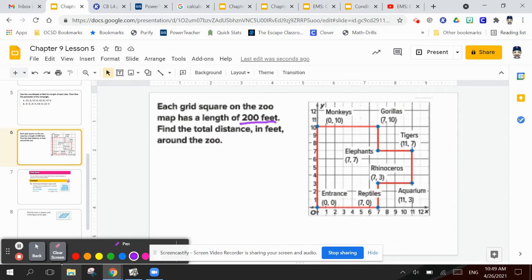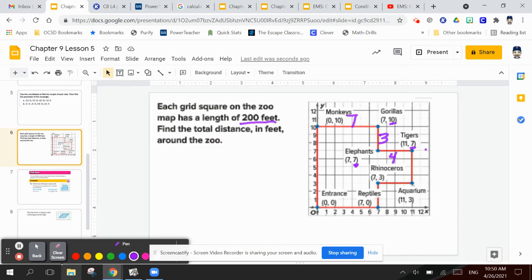So from 0 to 7, 7 minus 0 is 7. If I look at from the gorillas to the elephant, the 7s are the same. So 10 minus 7 is 3. From the elephants to the tigers, the 7s are the same. So I subtract 11 minus 7, which is 4.